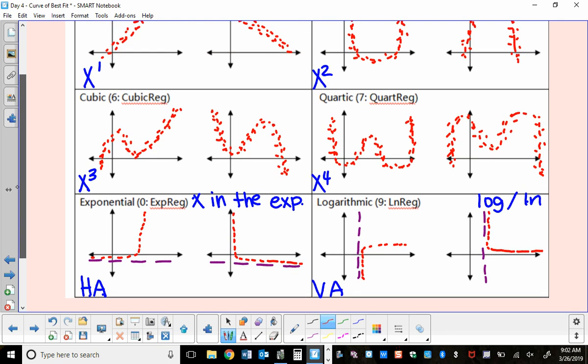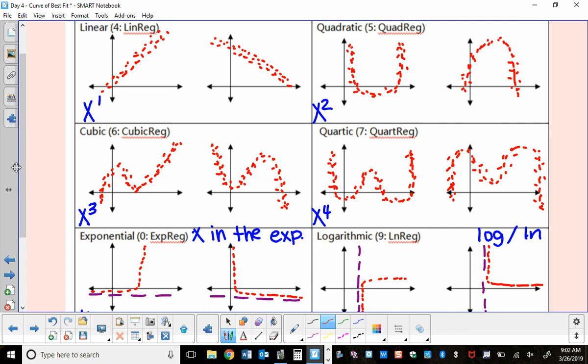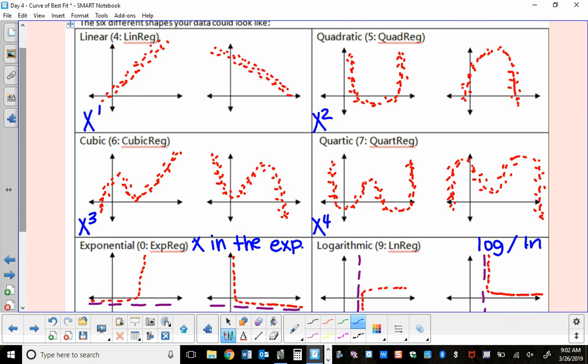Do you notice anything different from the first 4 and the bottom 2? What's the difference between the first 4 and the bottom 2? Well, you notice that the first 4 are all to the power of something, right? So we call these, write this down, the powers. The first 4 are known as my powers.